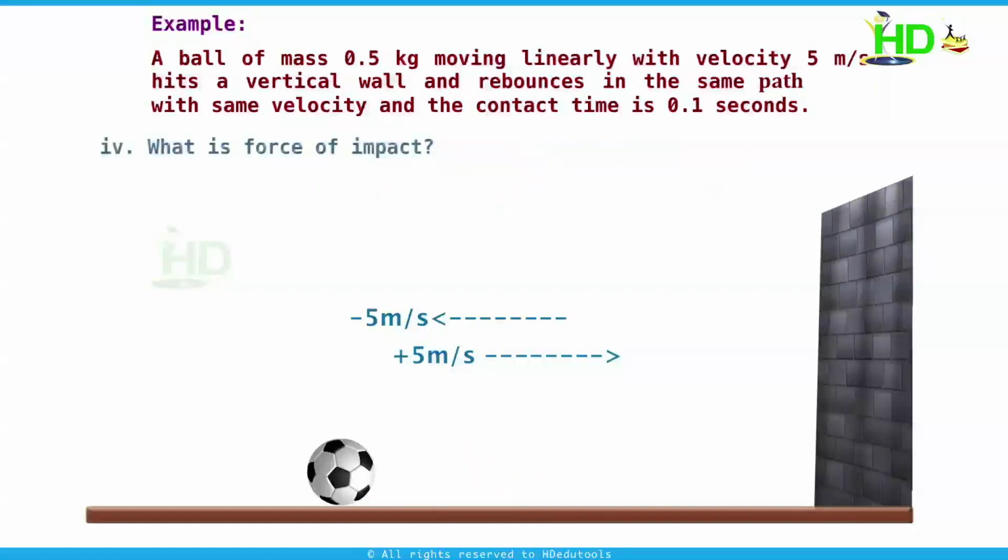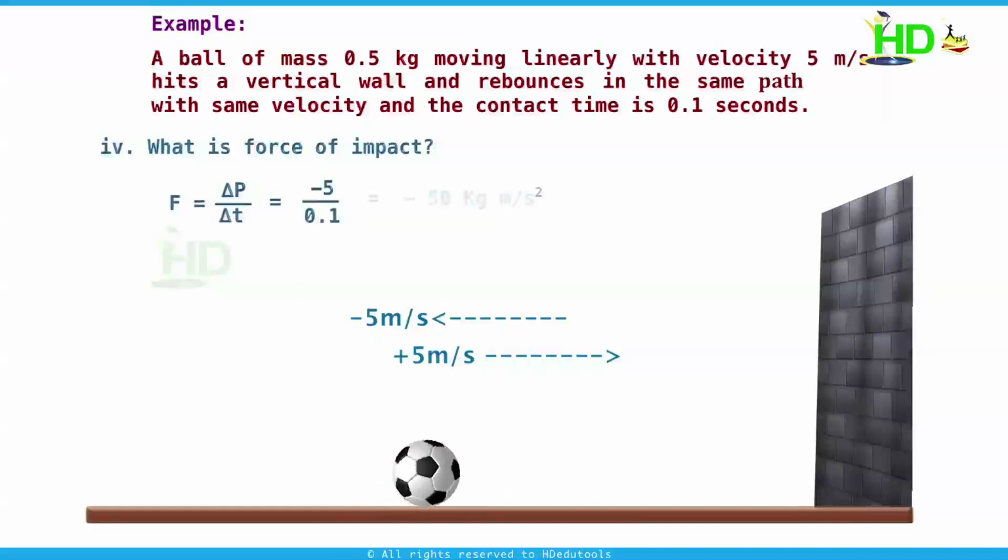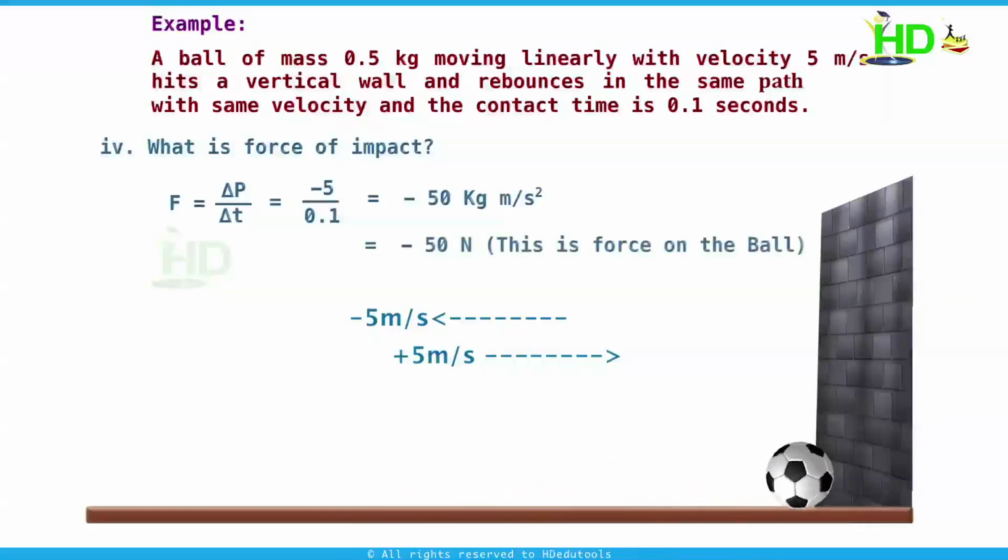Now what is the force of impact? Force is change in momentum by time. This is minus 5 by 0.1, which is equal to minus 50 kg meter per second square, or minus 50 Newton. And this is the force on the ball due to the wall.